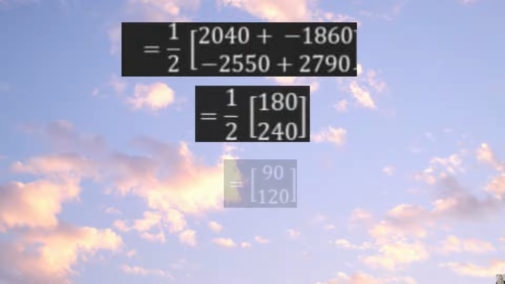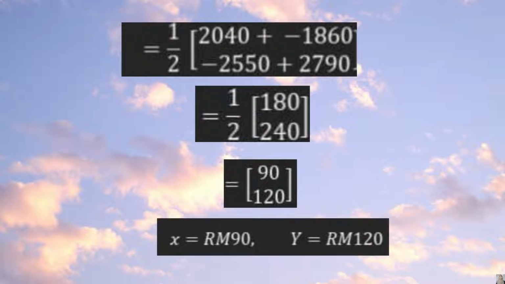Then we will get 2040 plus negative 1860 and negative 2550 plus 2790. So we will get 180 and 240. Then multiply 1 over 2 by 180 to find the answer x, and 1 over 2 by 240 to find the answer y. So the final answer for x is 90 and 120 for y.